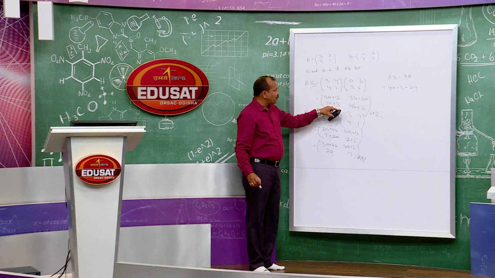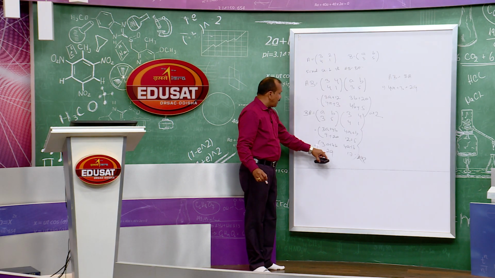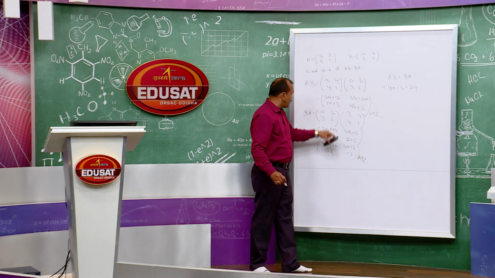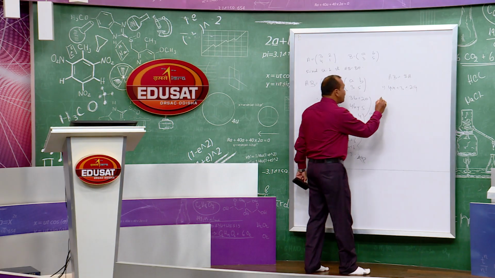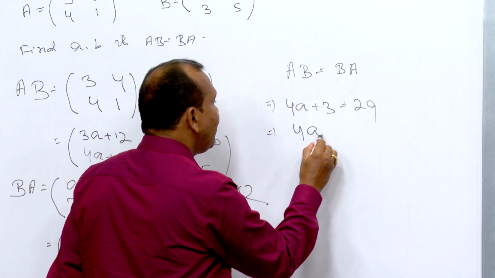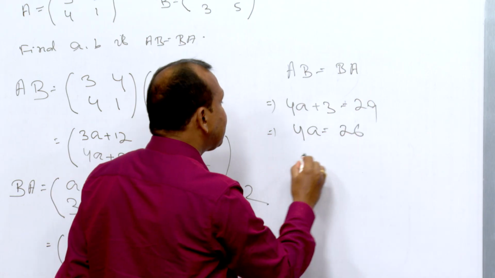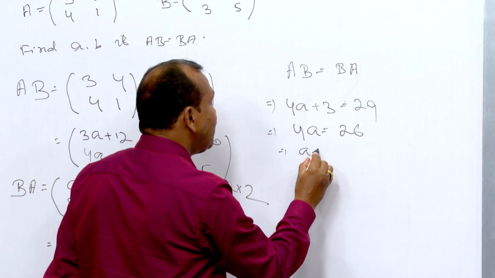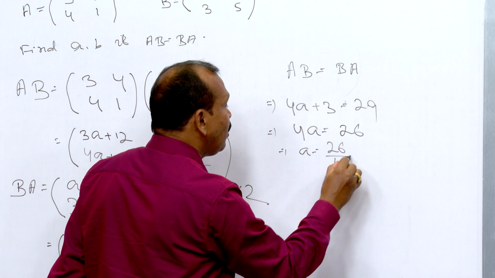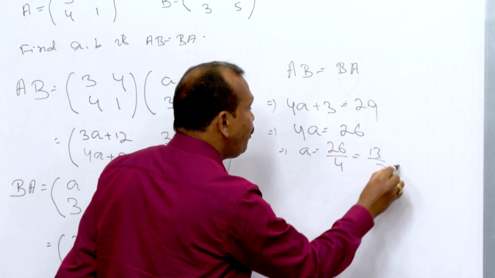This is the element of the second row and first column, and in BA the second row and first column is 29. Then 4a plus 3 is equal to 29. This implies that 4a is equal to 29 minus 3, which is 26. Then a is equal to 26 by 4, which is 13 by 2.